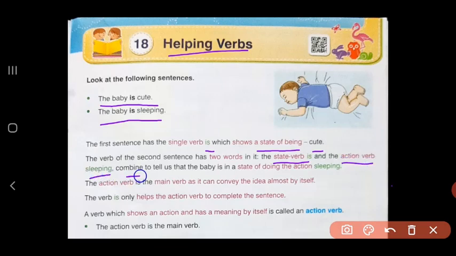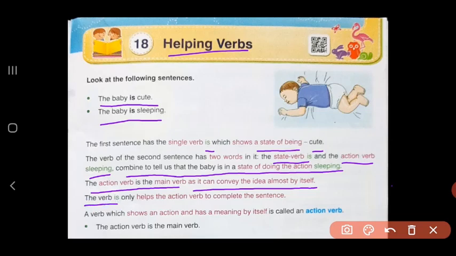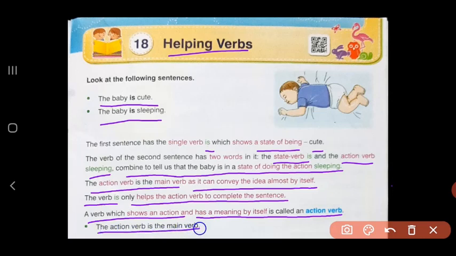When both are combined, they tell us that the baby is in a state of doing the action, which is sleeping. So, the action verb is the main verb as it can convey the idea almost by itself. But the verb is only helps the action verb to complete the sentence. A verb which shows an action and has a meaning by itself is called an action verb. Action verb is the main verb.